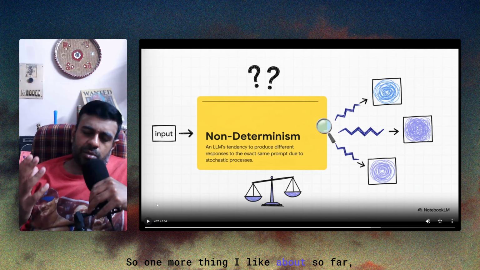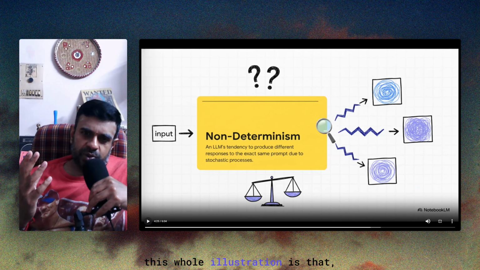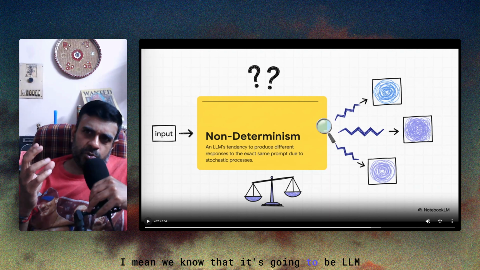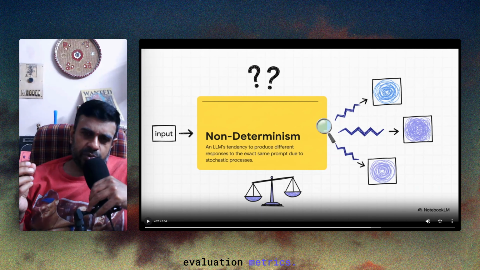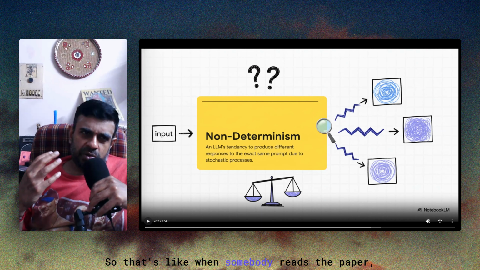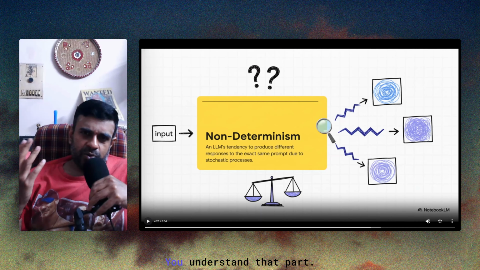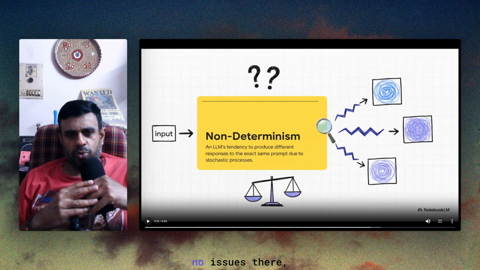So one more thing I like about this whole illustration is that we know it's going to be LLM evaluations, and you need datasets and you need evaluation metrics. So that's like when somebody reads the paper, you definitely understand that part. So no issues there, right?